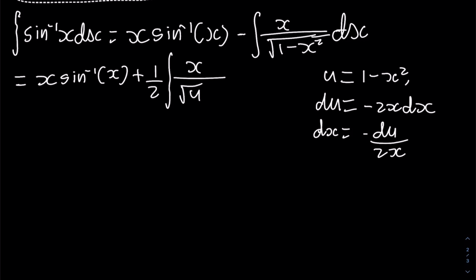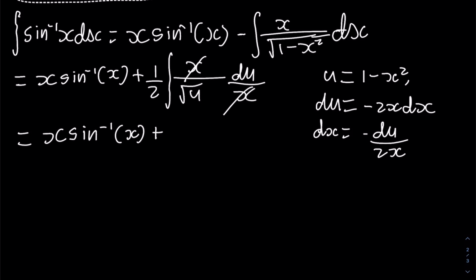And then what is our dx? Our dx is negative du by 2x. We took the negative 1/2 out, so we just have du by x now. And yes, that is absolutely perfect, because this x and this x cancel. We have no more x's, and we're completely in the u world now. So this is equal to x multiplied by the inverse sine of x plus 1/2 multiplied by the integral of 1 over the square root of u du.